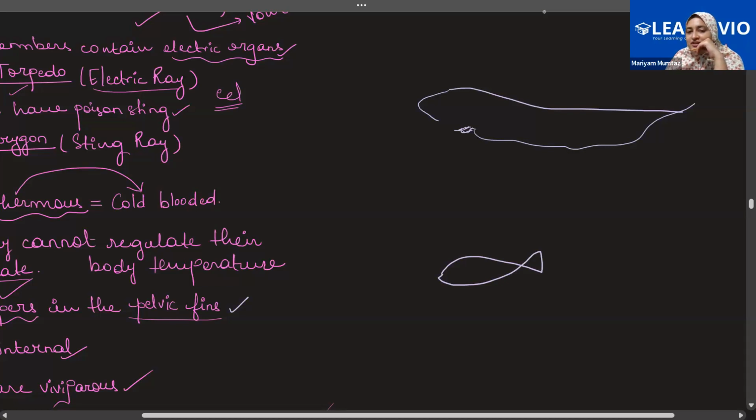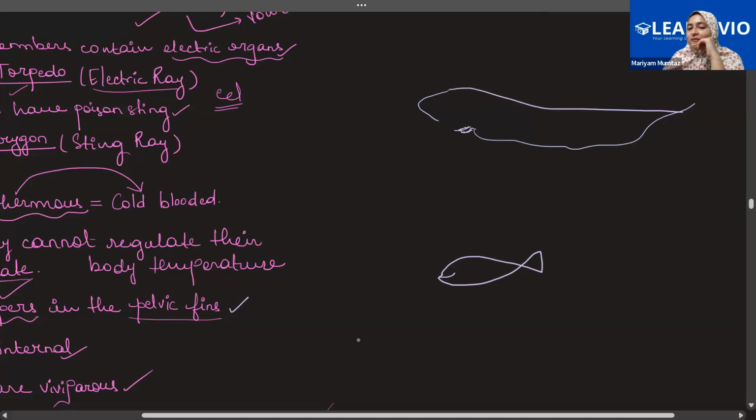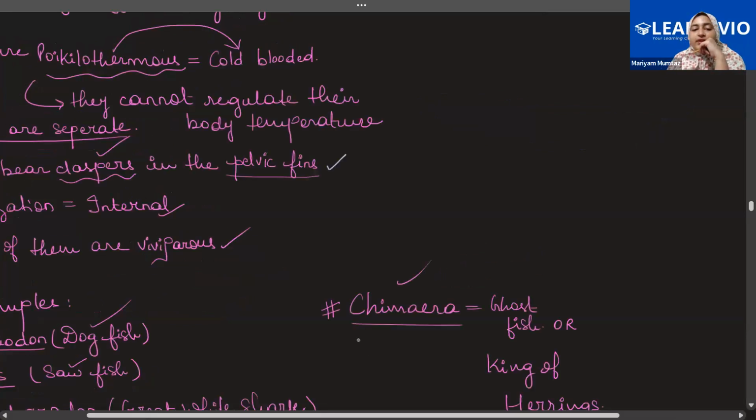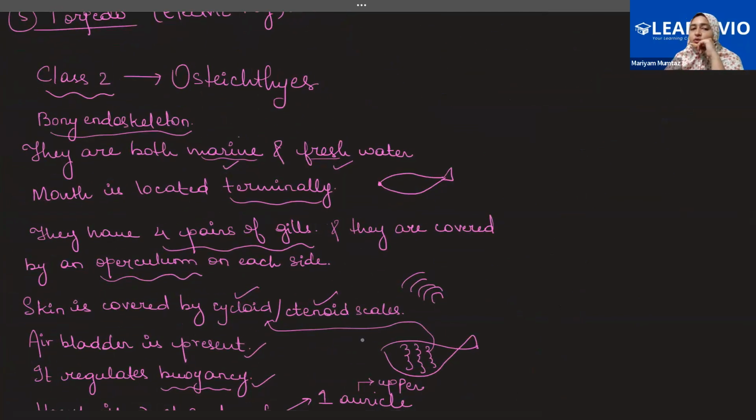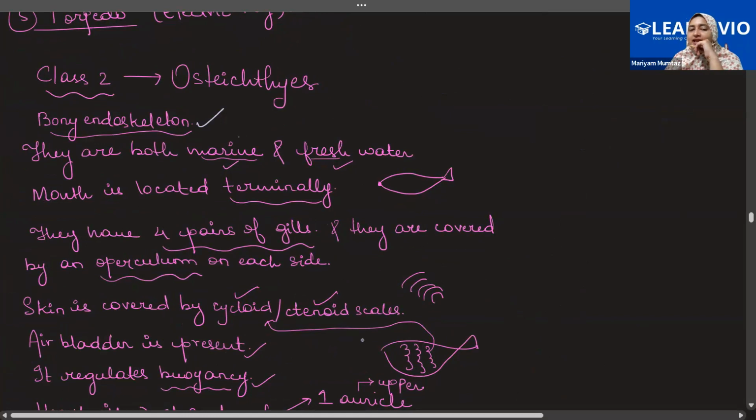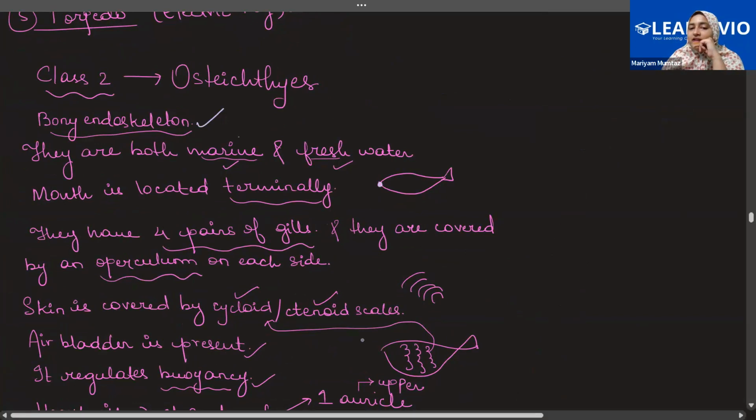Right, and when we draw fishes, we used to put a smile. So this is the terminal position of the mouth, not the ventral. And this one is found in the Osteichthyes, that is bony fishes. Osteichthyes are the ones that have a bony endoskeleton, and they are both marine and freshwater. Some of them are found in the seas and the oceans, and some of them are found in freshwater also. Now their mouth is located terminally here.